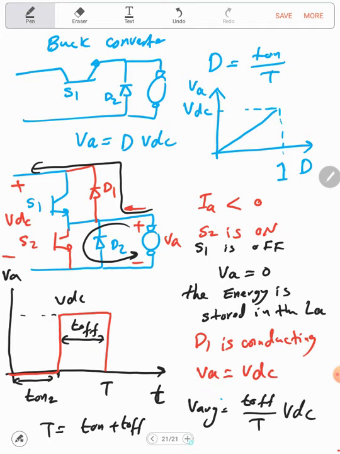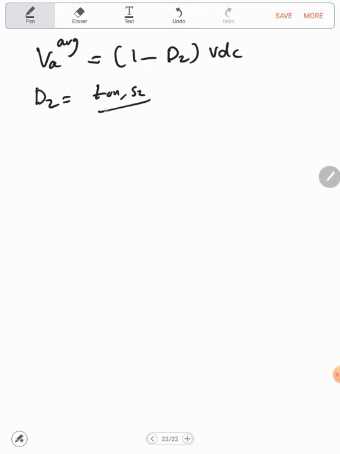Of course, here I'm discussing the second switch. Now if I rearrange it, I will get VA average will equal 1 minus D2 multiplied by VDC, where D2 is equal T on of switch number 2 over the period T. And let me plot the active switches here.